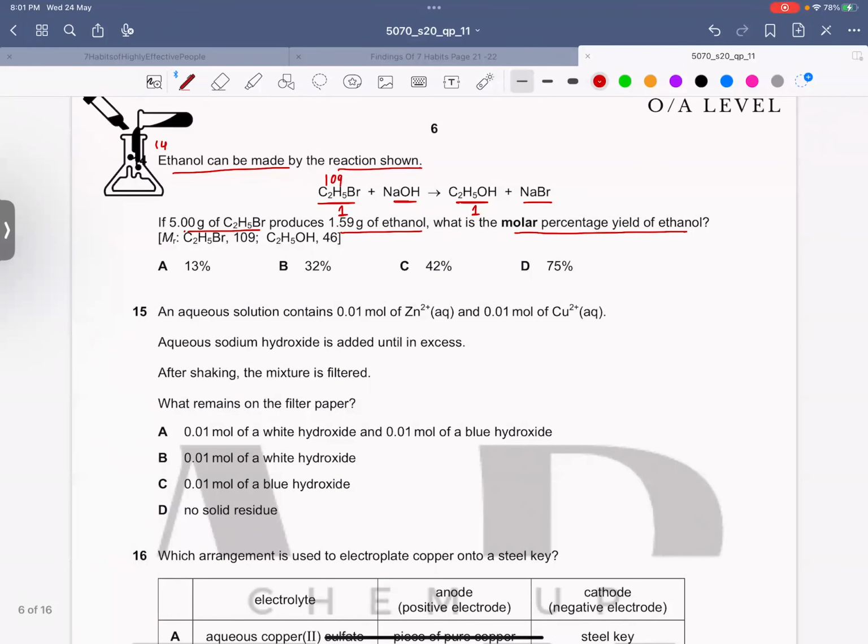What is the Mr of ethanol over here? 24 plus 6 is 30, and 30 plus 16 is 46. So moles of bromoethane would be equal to 5 over 109. Can you tell me the answer? What are the moles?